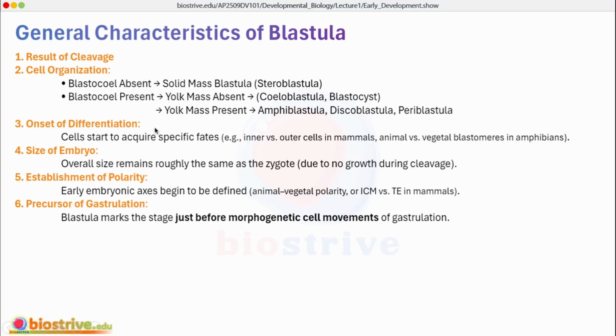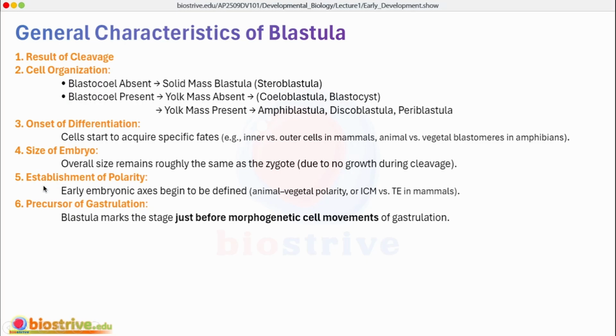Onset of differentiation. So the cells start to acquire specific fates. I talked about this in a previous video as well, where I talked about morula to blastula transition, and I specifically described how zygotic genome activation takes place and how different cells acquire these specific fates. The size of the embryo will remain relatively the same. This we also described in the video on cleavage.